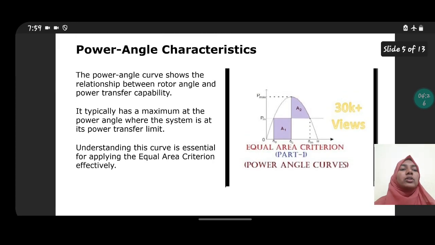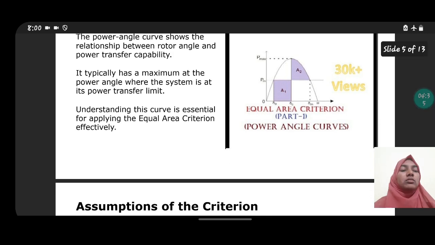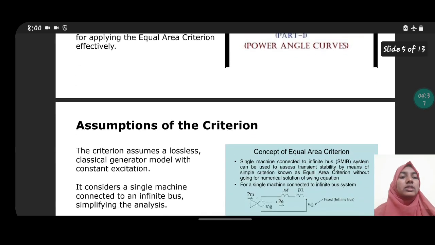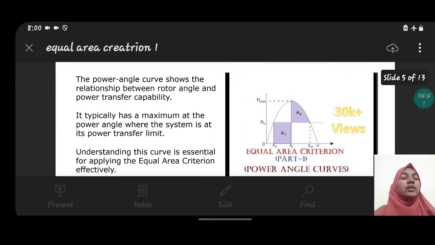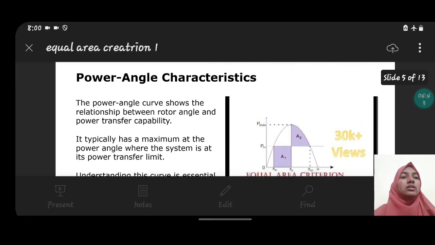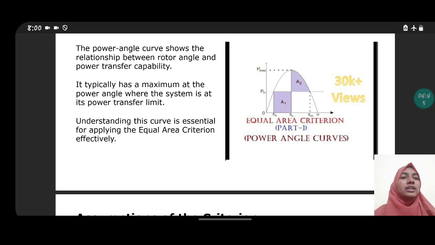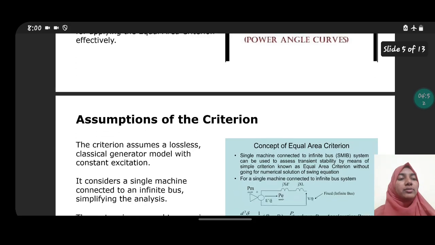Before knowing what equal area criterion is, first we have to know what the graph tells us. So let us see what the graph tells us. In this we have two parts, A1, area 1, and area 2. These are the accelerating and decelerating areas. So let us see after that.